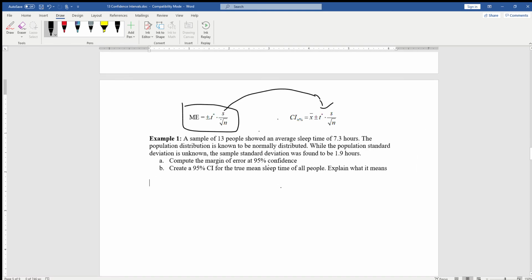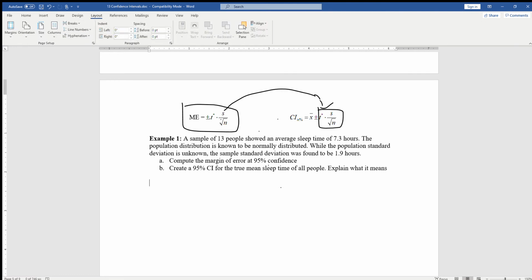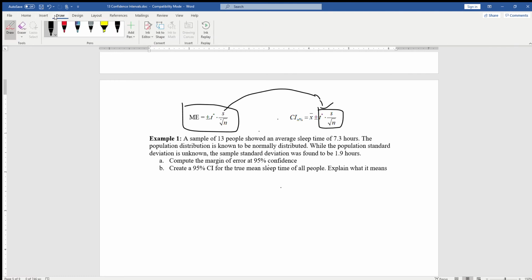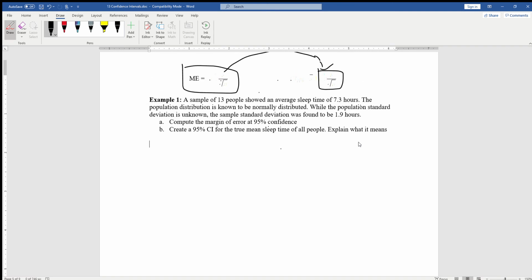There we go. Once again, margin of error is going to be the latter half of the confidence interval. To finish this video off, I want to take a look at an example where we're going to put everything together. We're going to read the t-distribution, identify that it is a t problem, not a z problem, and then use the formulas. This time we have a sample of 13 people, and our sample of 13 people showed that the average sleep time was about 7.3 hours.